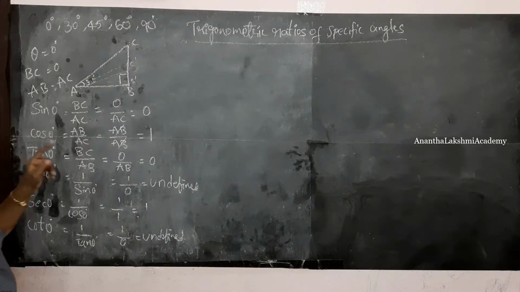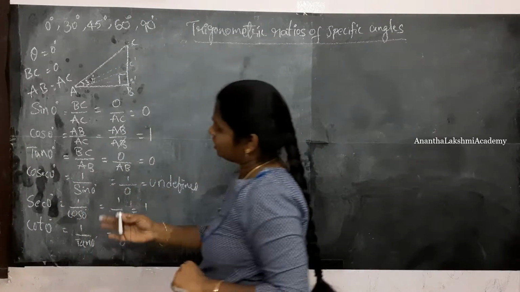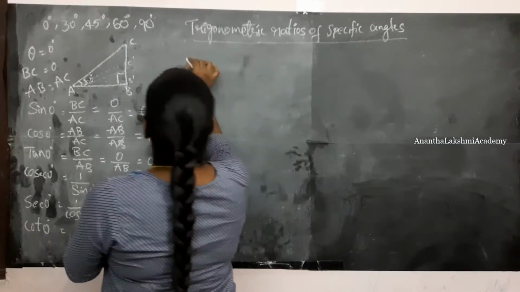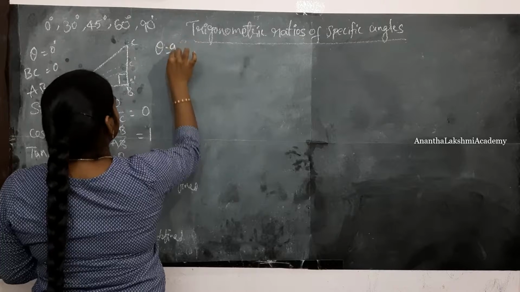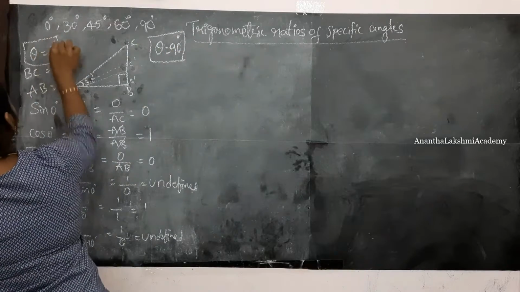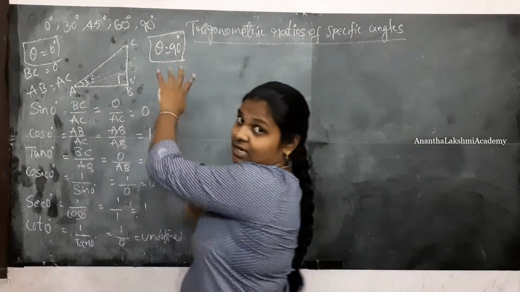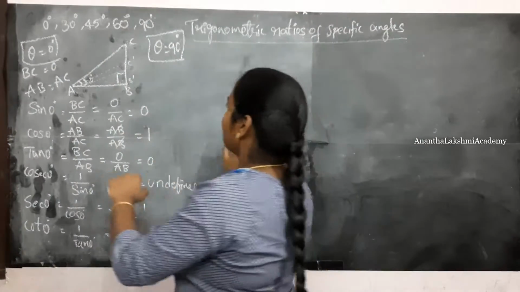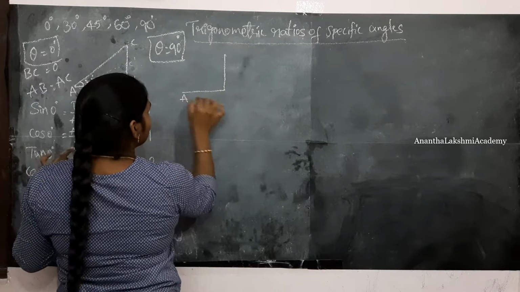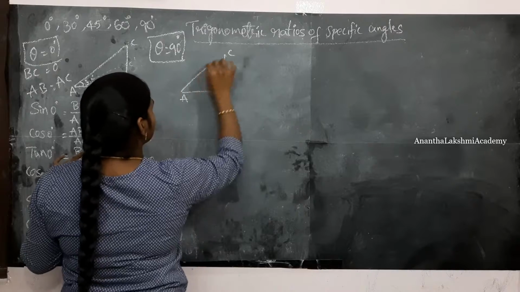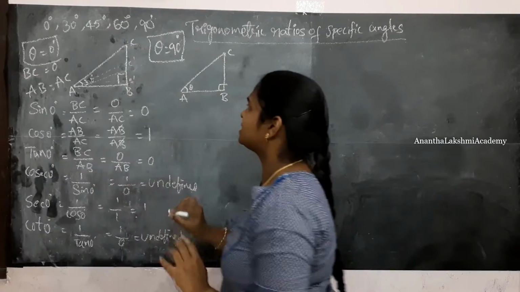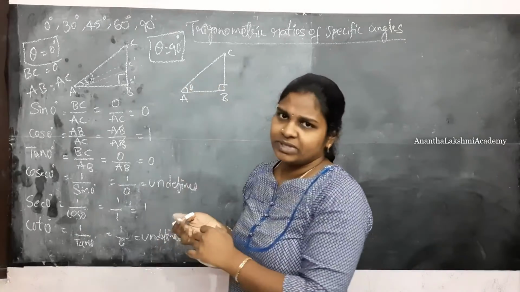Alright, now let us do the same thing when theta becomes 90 degrees. Theta is 90 here. Whatever the value of theta, I am just giving you for reference. I am just boxing it. Now consider the same right angle triangle A, B, C, and this is our theta. Let us assume the same case here.